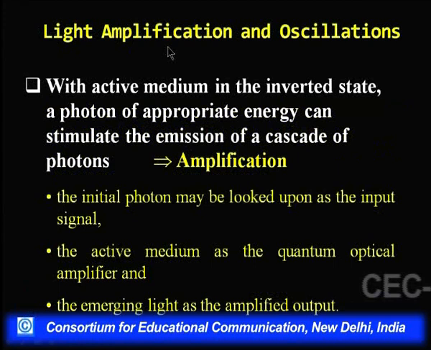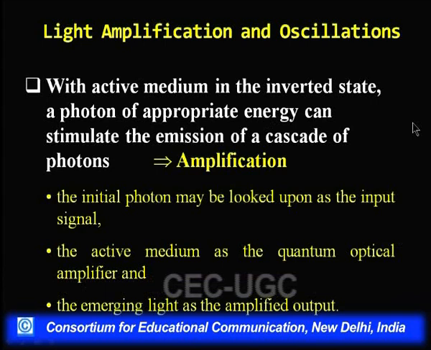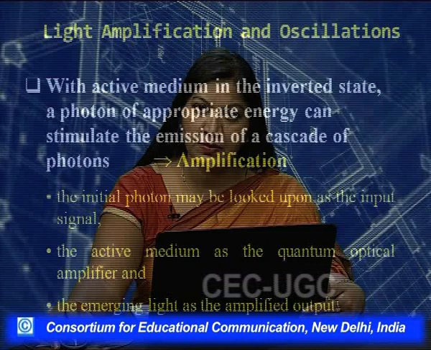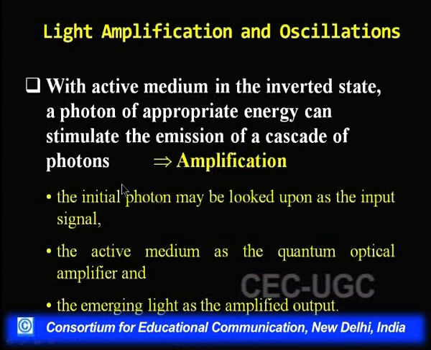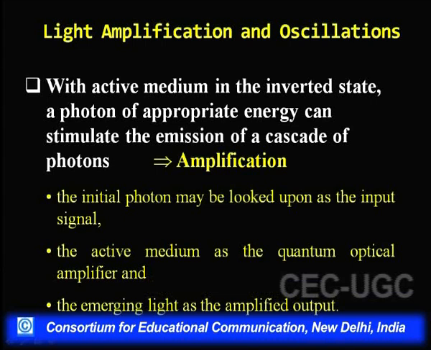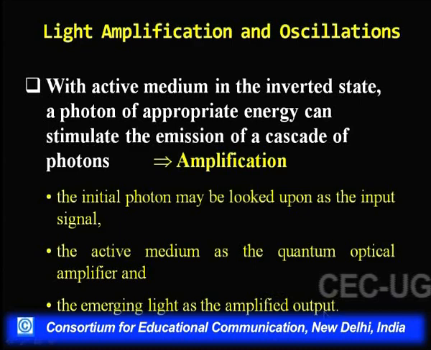Now, next is light amplification. As we are discussing, two phenomena are very important. First is population inversion and second is light amplification. Then what is light amplification and oscillation? With the active medium in the inverted state, a photon of the appropriate energy can stimulate the emission of a cascade of photons. All the atoms and molecules are at the metastable state, and at this metastable state we achieve light amplification. We get the emission of a cascade of more photons through stimulated emission, and this is called amplification. The initial photon may be looked upon as the input signal, the active medium as the quantum optical amplifier, and the emerging light as the amplified output, and this amplified output is defined as the laser light.